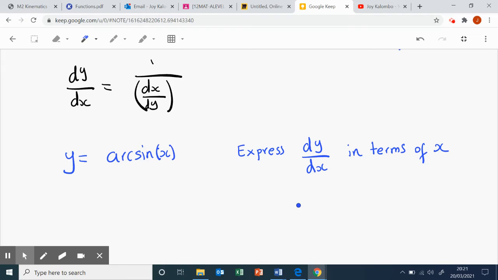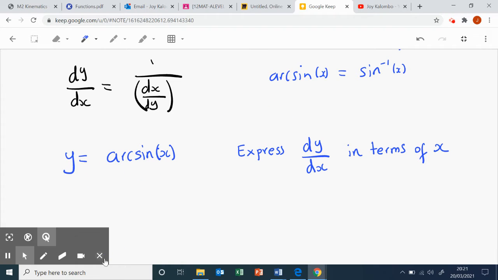Okay, so without further ado, we want to differentiate y equals arc sine of x. By the way, arc sine of x is just the other way of saying inverse sine of x, not to be confused with sine to the power of -1. This is inverse sine, okay? So y equals arc sine of x. So we want to find a way to use this little rule to help us express dy/dx in terms of x.